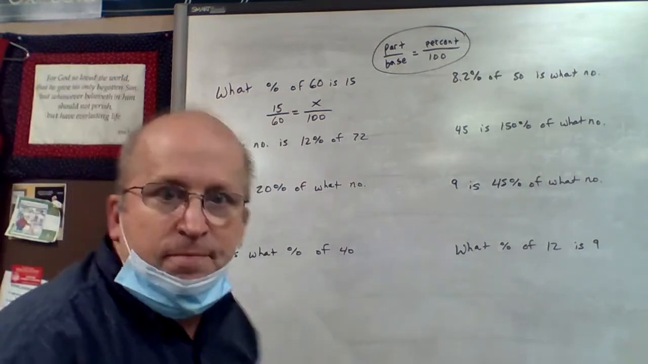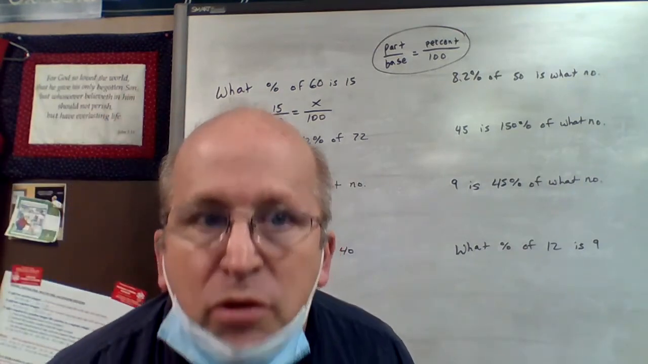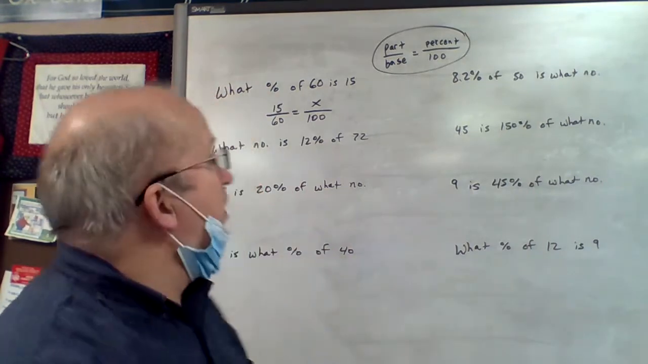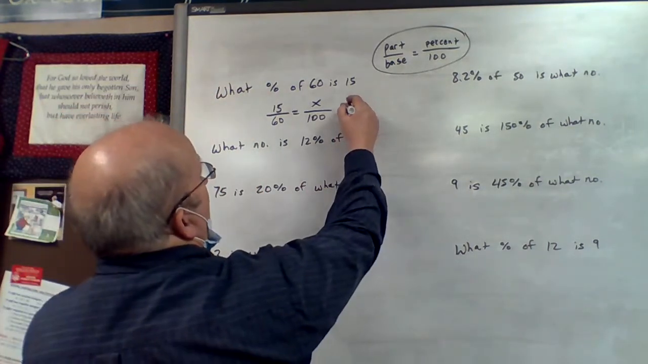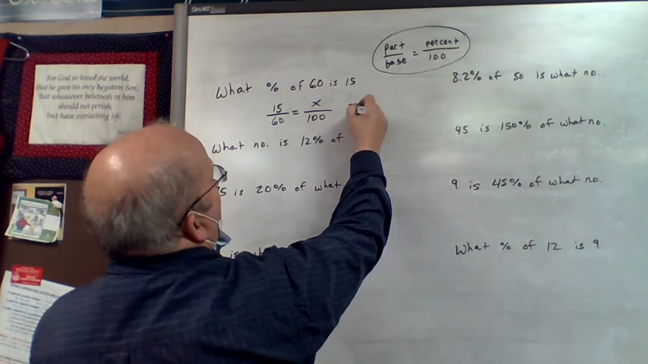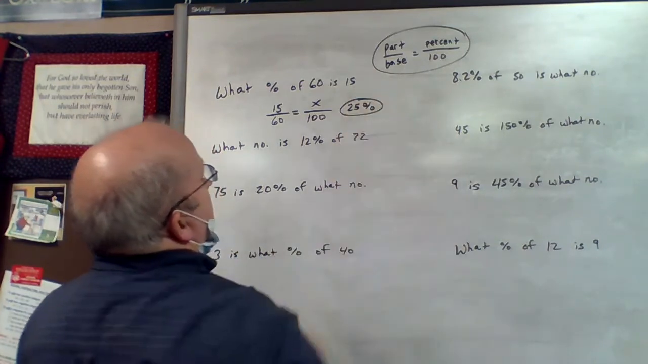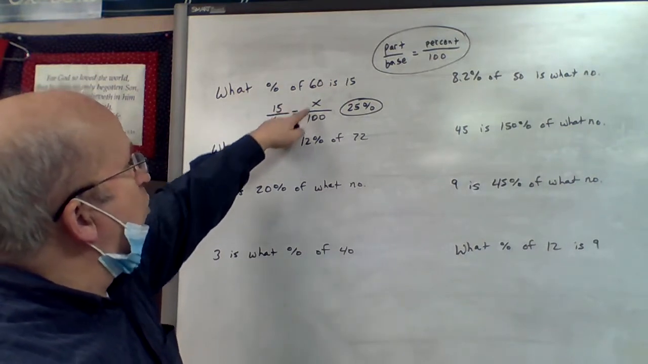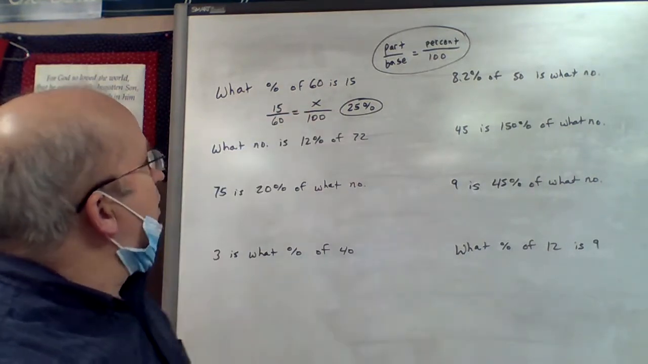And we solve. If I multiply 15 times 100 and divide by 60, you're just going to have to trust me on this. The answer is 25%. X is 25, and 25 over 100 is 25%.